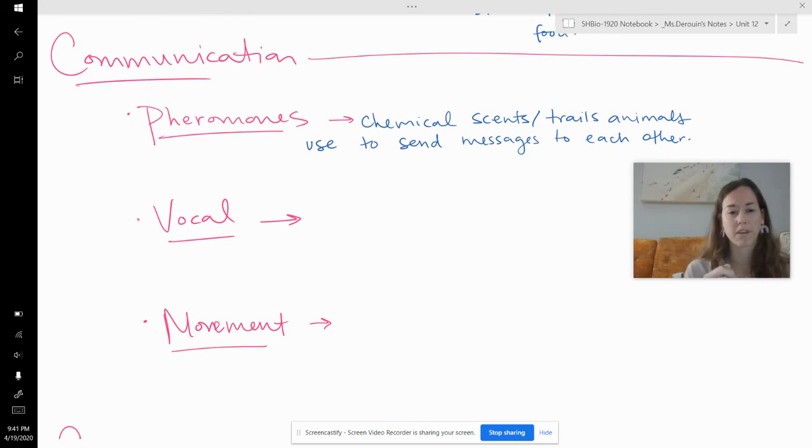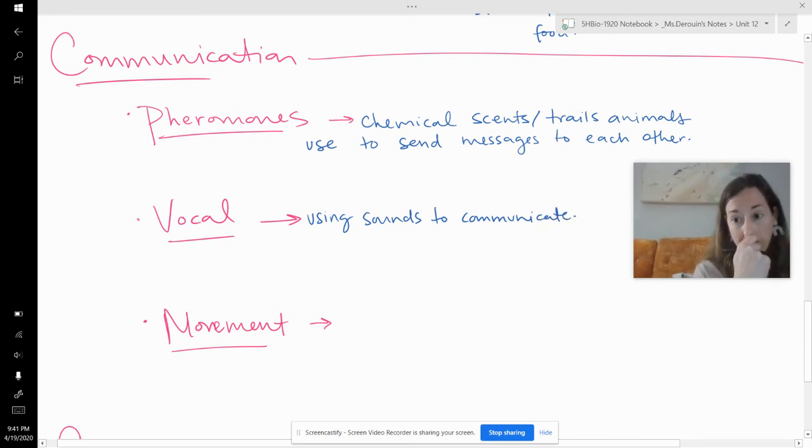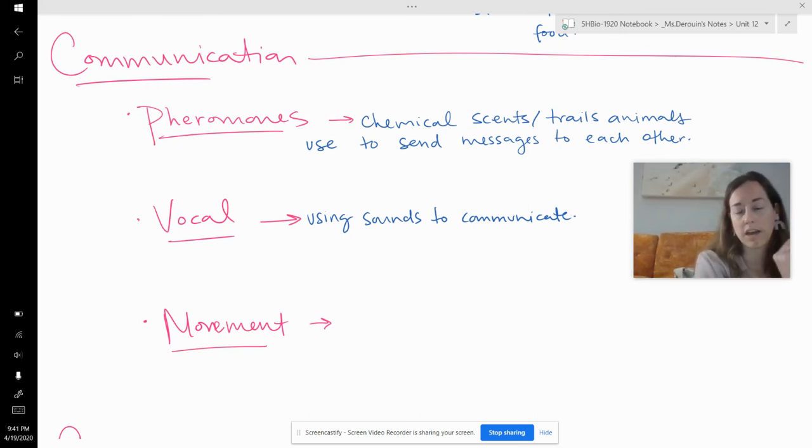So yeah. And then vocal is obviously using sounds to communicate, which we do a lot as humans. We use language mostly, or we should at least, to communicate. But other animals use sounds too. So birds communicate using sounds. Frogs have specific different lengths of their ribbits to speak to each other and to communicate messages. So that's vocal. Whales will sing.